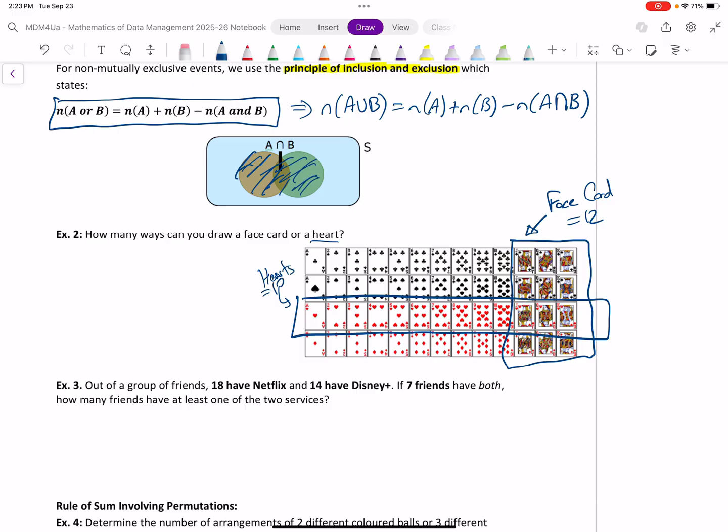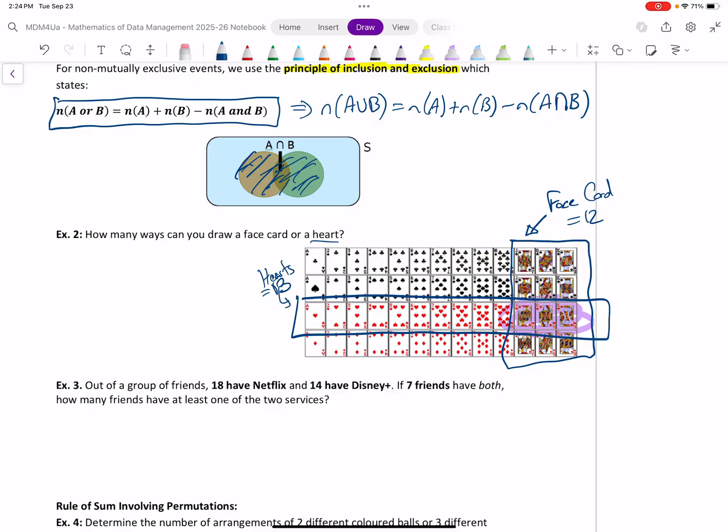And there are 13 hearts. Notice, however, there are some that fit into both categories. So these guys right here, there are 3 face cards that fit into both. So if I was to say to you, you're playing a game, and if you draw a face card or a heart, and you want to find out the number of ways you can win, then you don't want to double count those face cards, which are also hearts.